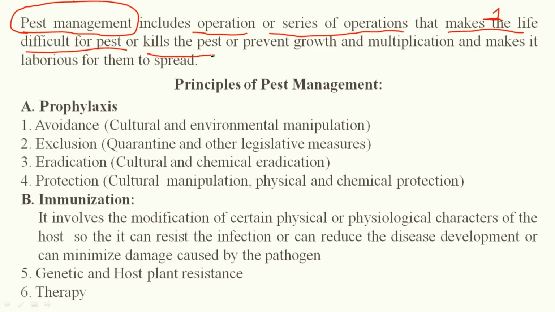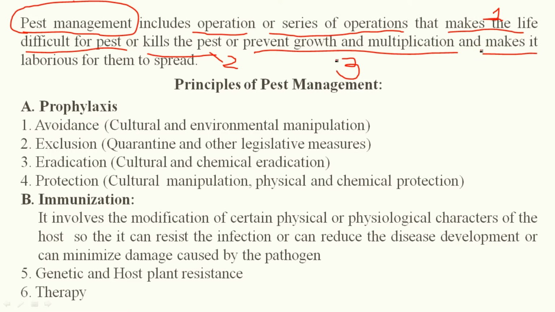Then the second point: kill the pest. Either make their life difficult or kill them. The third point is to prevent their growth and multiplication. We have to prevent their growth and stop their multiplication. Neither will they grow nor will they multiply. Stopping them at that level only.